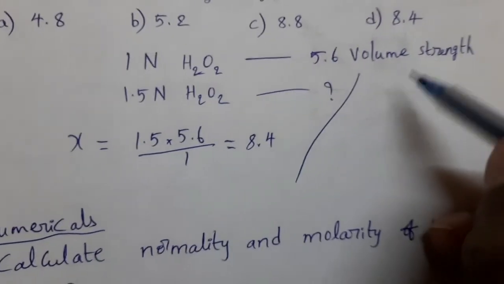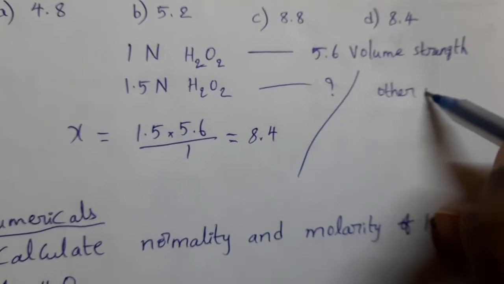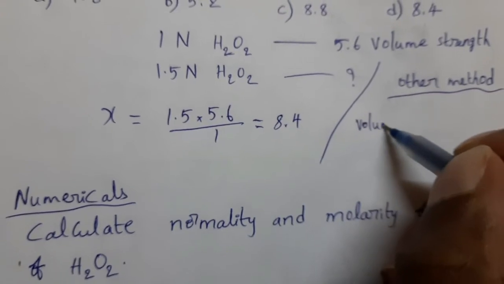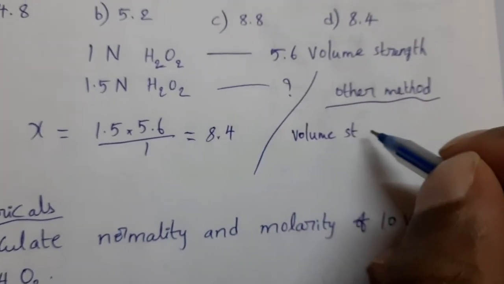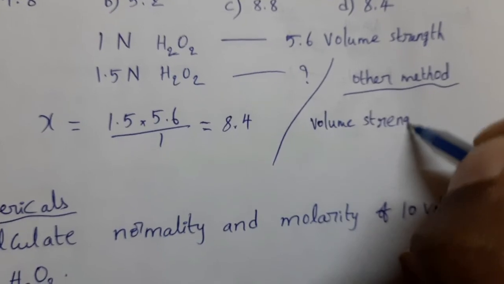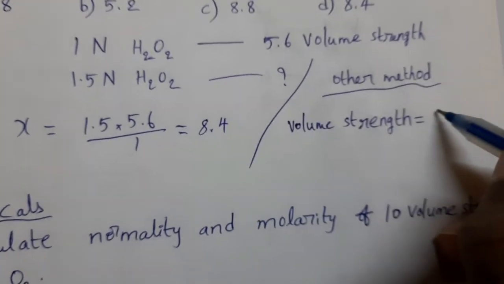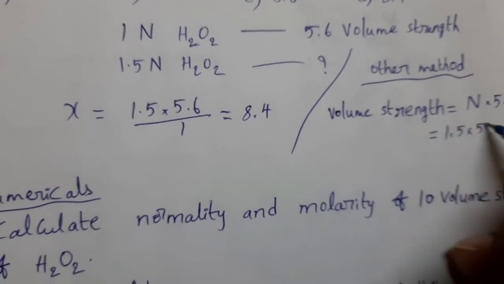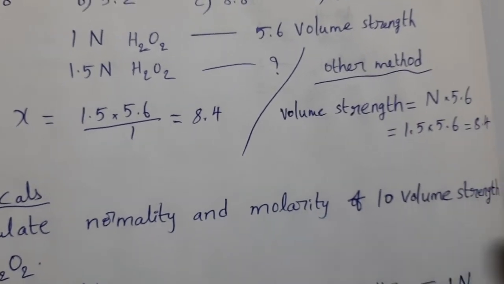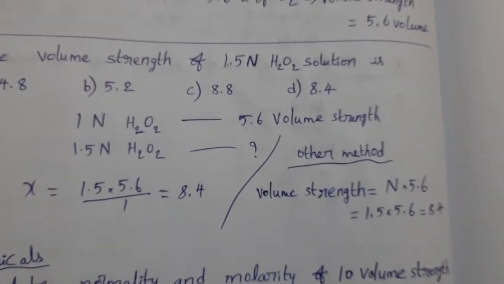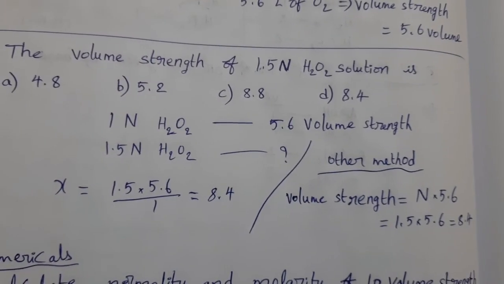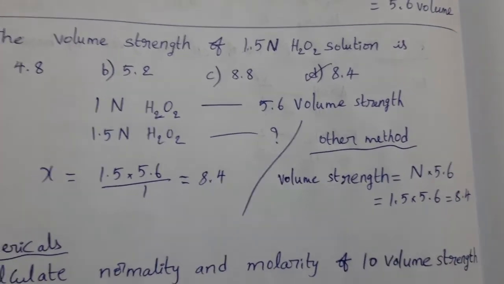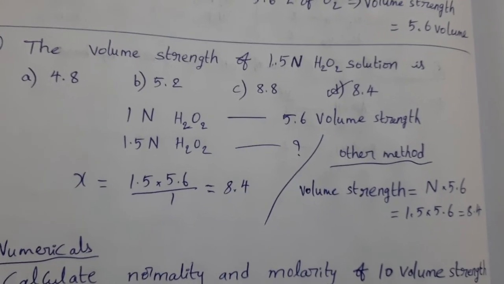Or other method, simply volume strength equal to N into 5.6. N means 1.5 into 5.6, that equal to 8.4. So volume strength is 8.4. Then what is the option? Option D. Either this method or this method we can do to get the answer. Thank you, students.